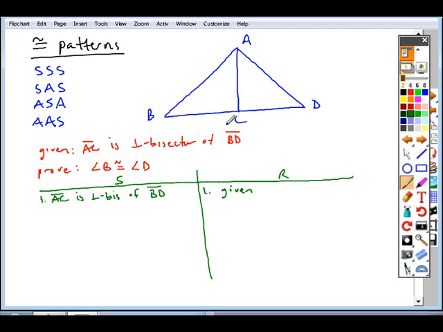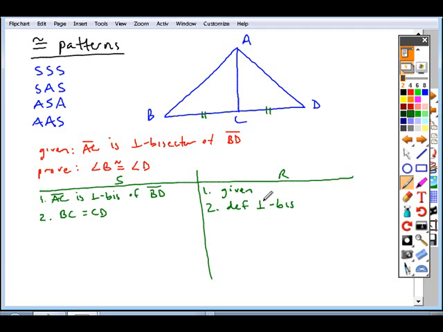What do we know if AC is a perpendicular bisector of BD? There's a couple things that we know. One of the things is the portion of the word bisector. So we know that BC is equal to CD by definition of perpendicular bisector. And again, that's the bisect part. So we know that those two sides are equal to each other.